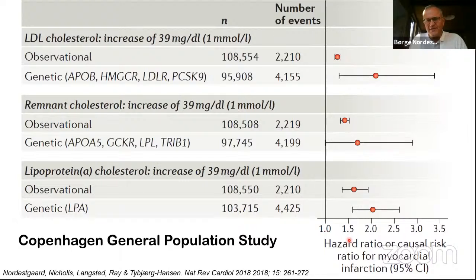But if you have the same increase in cholesterol in remnants, the risk is higher, and it is yet higher for Lp(a). Then there's also the genetic estimates shown here. And what they show is that they have wider confidence intervals because there's less statistical power, but because they are on the right side of the observational estimates, they show that all these 3 are causally related to cardiovascular disease, and they are independent of each other because they are adjusted for each other, and also because of the genetic evidence.